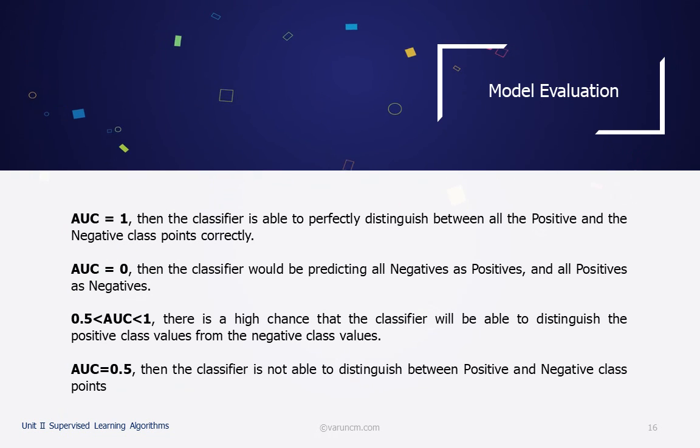When the AUC value lies between 0.5 and 1, such a model will be able to produce somewhat accurate results. So there is a high chance that the classifier will be able to distinguish the positive class values from the negative class values. But when the AUC is equal to 0.5 or goes less than this, then it is not able to distinguish between the positive and the negative class points.